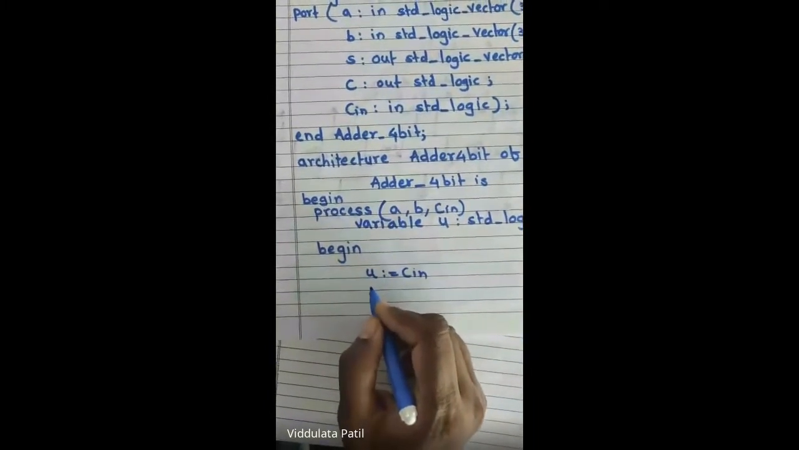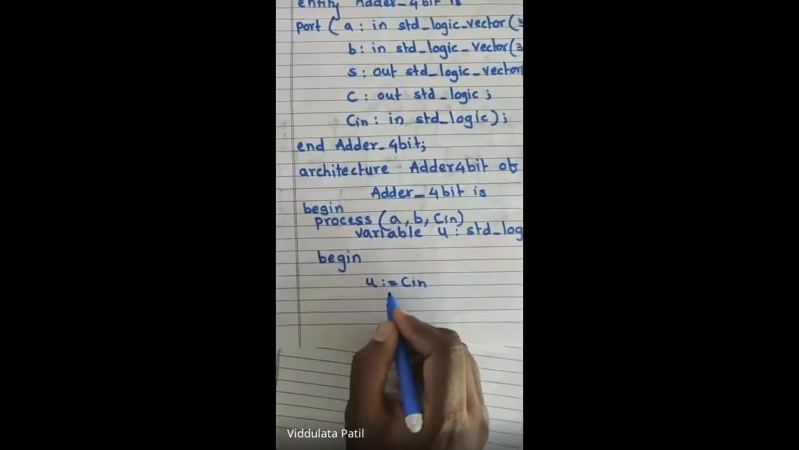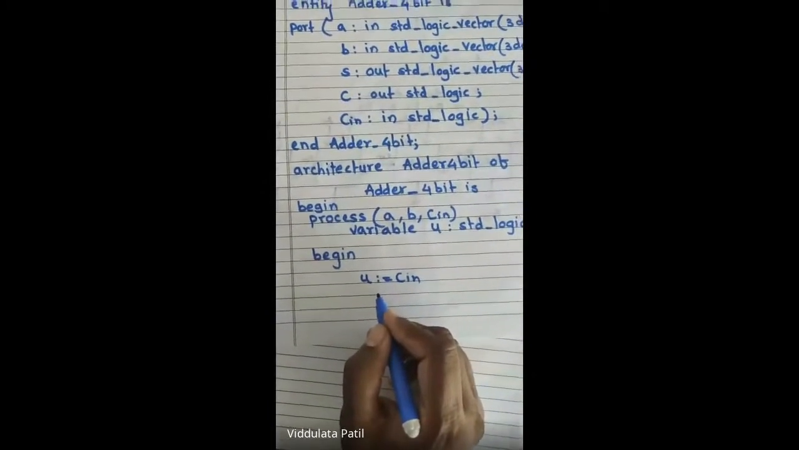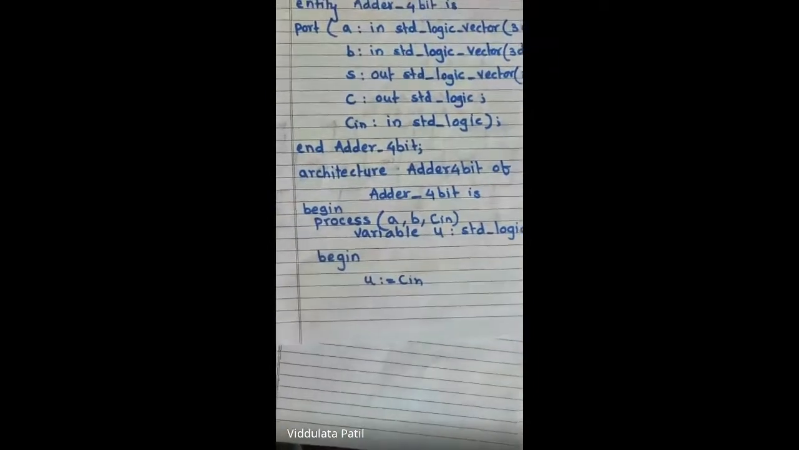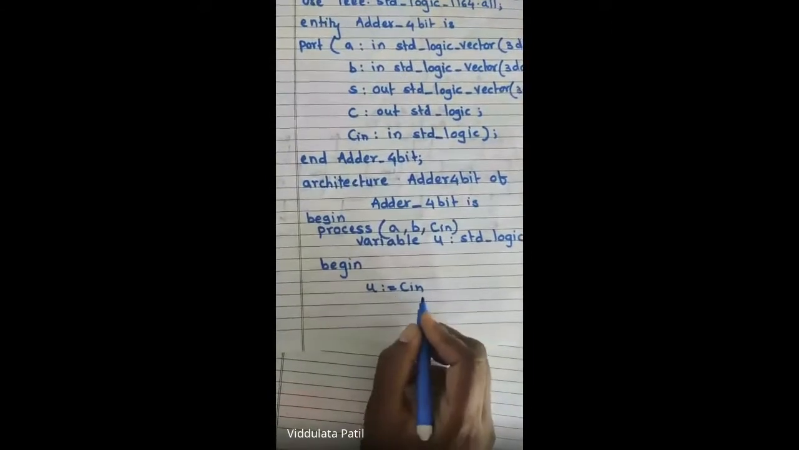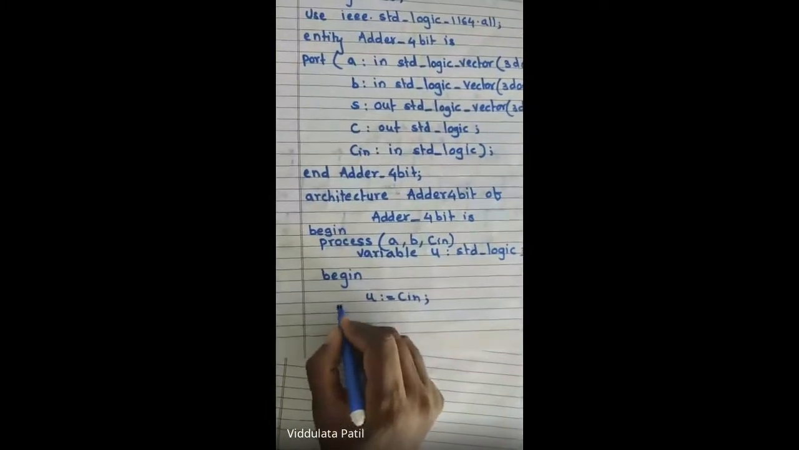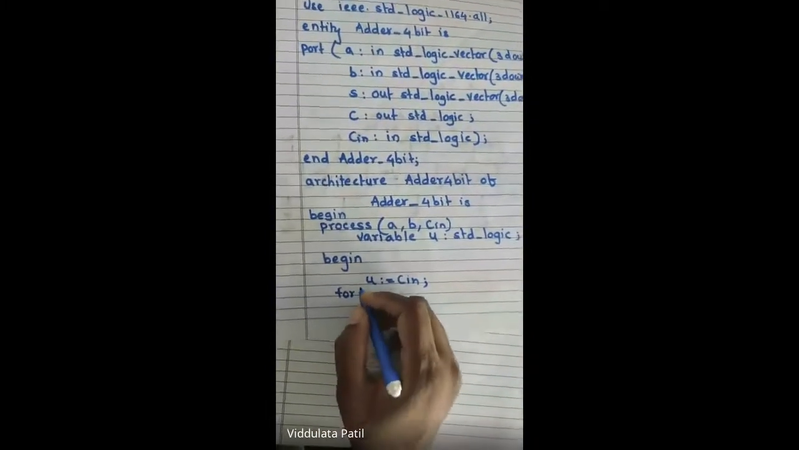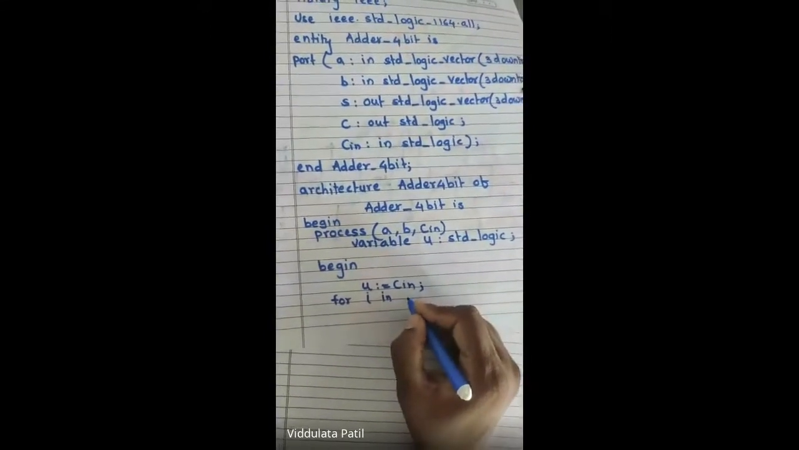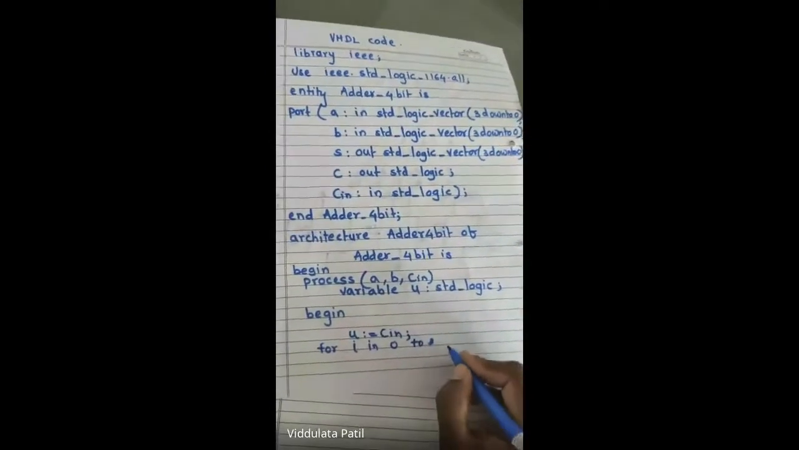Whenever we are using a variable, that time we use this colon and equal to assignment statement, and whenever we are using signals, that time we take it as less than or equal to. So here we are taking this as u := Cin. This is the assignment that we have done, and then we will use for loop. For I in, so here we need to give the range, so 0 to 3 and then loop.